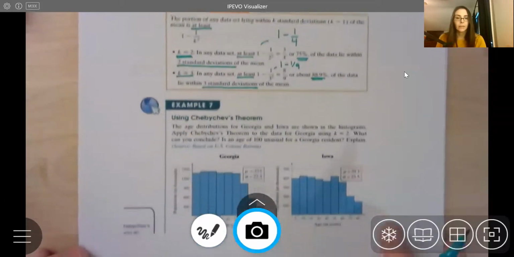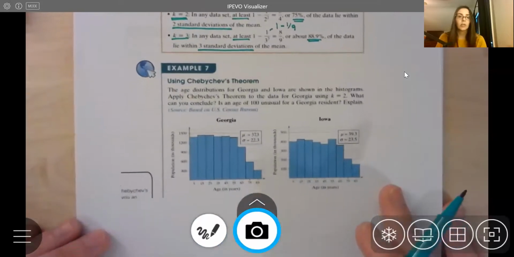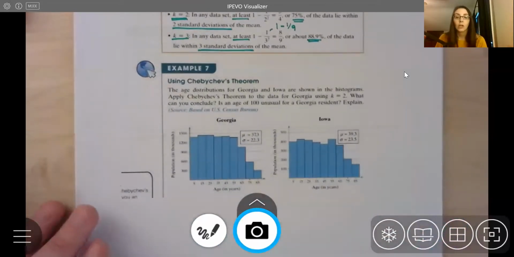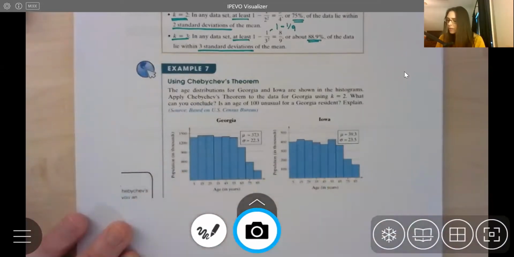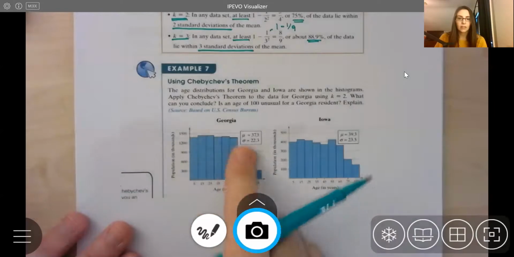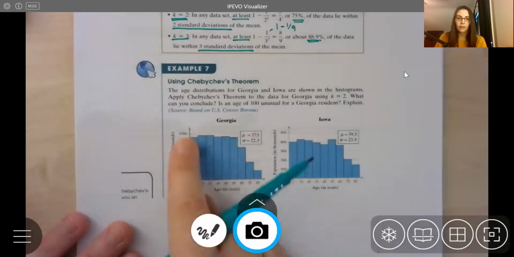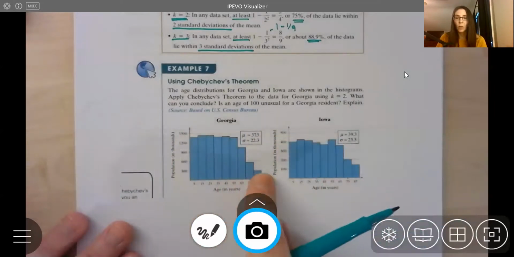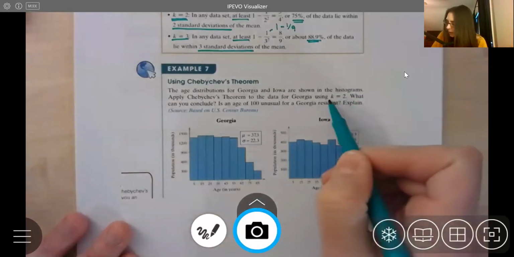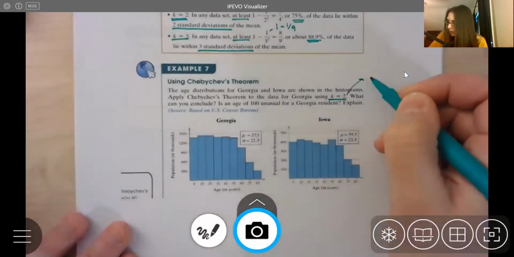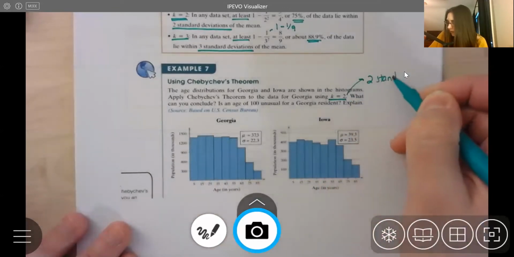So let's look at an example. It says the age distributions for Georgia and Iowa are shown in the histograms. So this is for Georgia, this is Iowa. It's not exactly, but it does look like a lot of this data is relatively uniform, right? Particularly on the left side. Once you get into older ages, not as much, but it's definitely not a bell-shaped curve. And what they want us to do is apply the theorem to the data for Georgia using k equals 2. So we're talking about 2 standard deviations here.